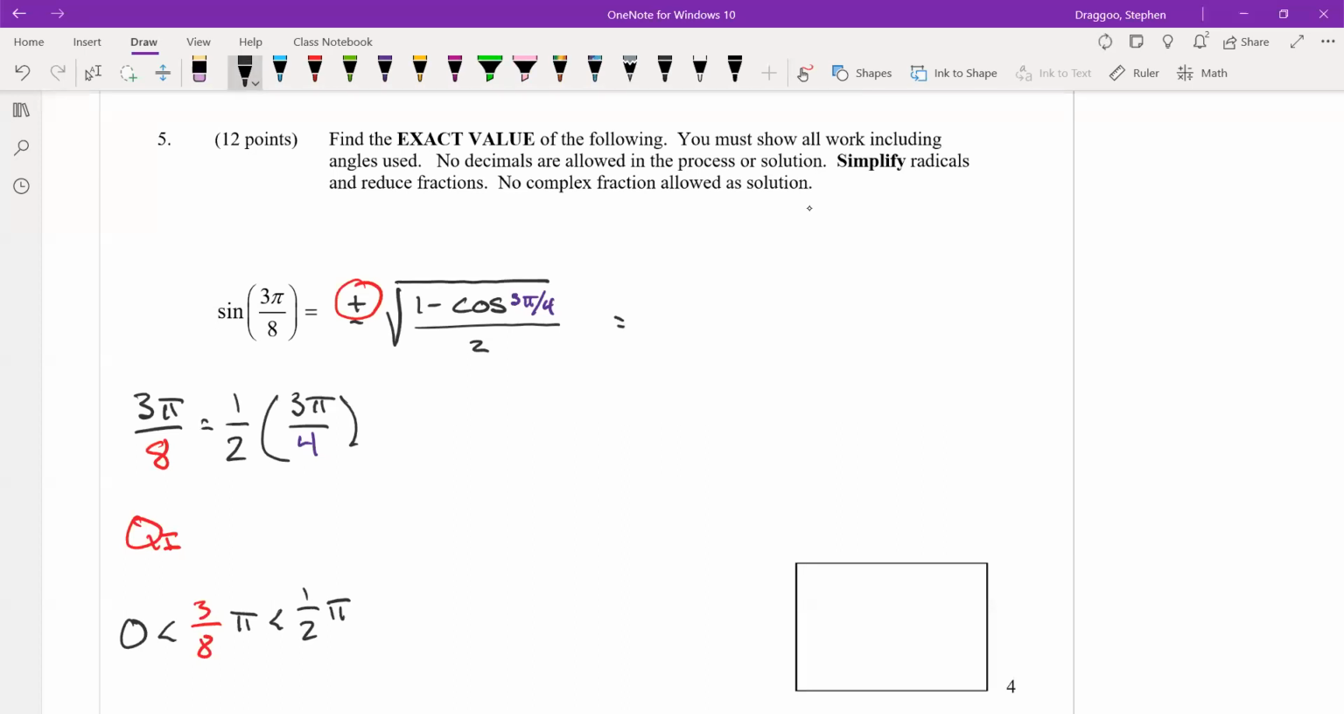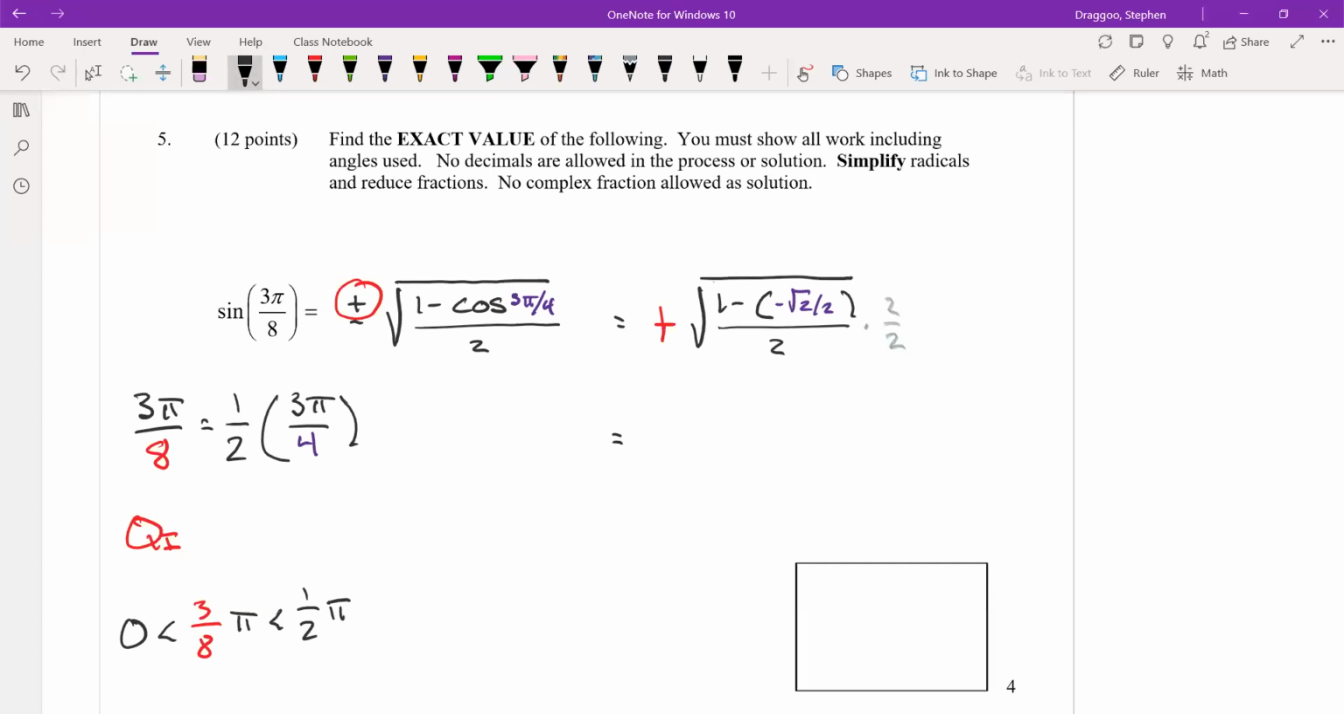So this thing is positive. The square root of 1 minus negative root 2 over 2. Since the cosine of 3 pi over 4 is negative root 2 over 2, divide it all by 2. And we'll simplify this square root real quick.